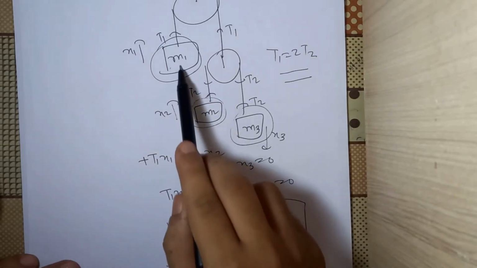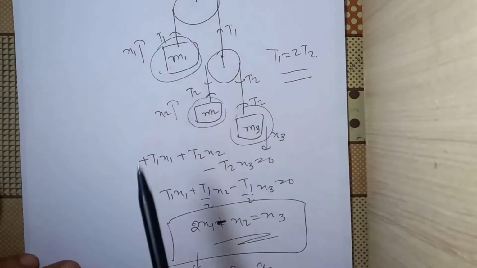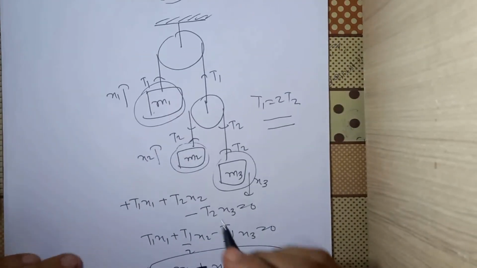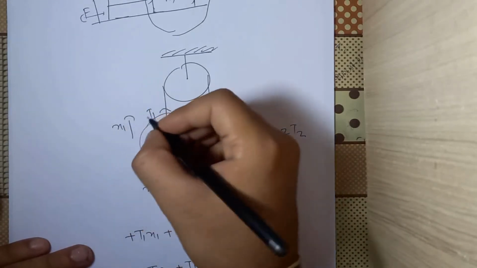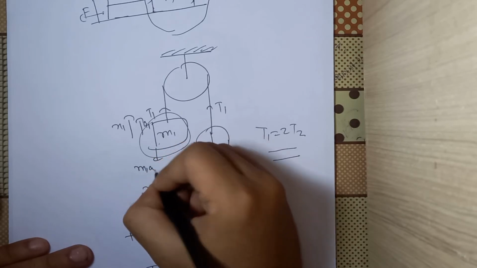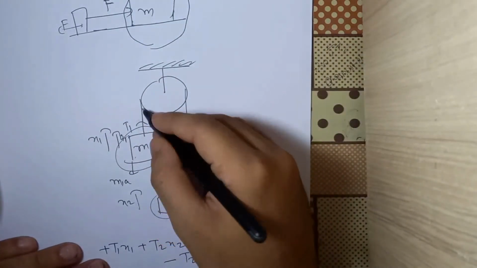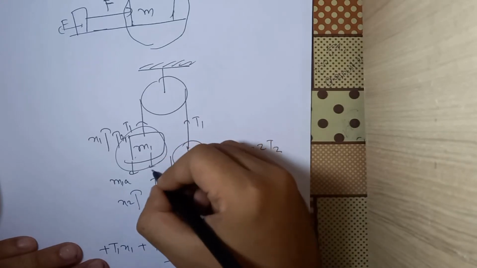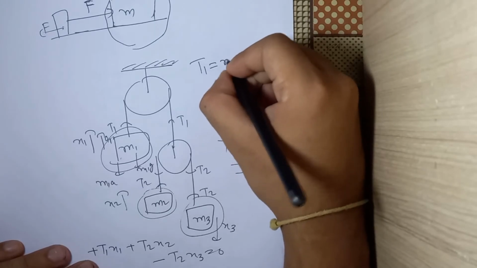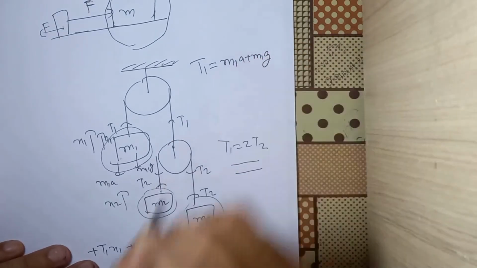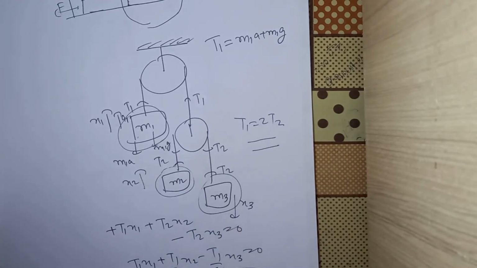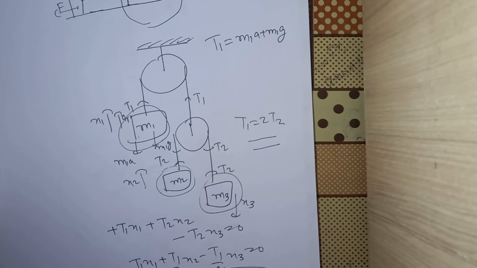As you can see, there is an m1g force downwards, there is a T1 force upwards, and because the x1 you have taken is upwards, I can say that if a1 is upwards, there will be a pseudo force m1a downwards. So for this m1, there is a force T1 upwards, m1a force downwards, and a force m1g downwards. So I can write T1 is equal to m1a plus m1g. Similarly, I can write the equation for mass m2, and also for mass m3, and in this way I'll have three equations.